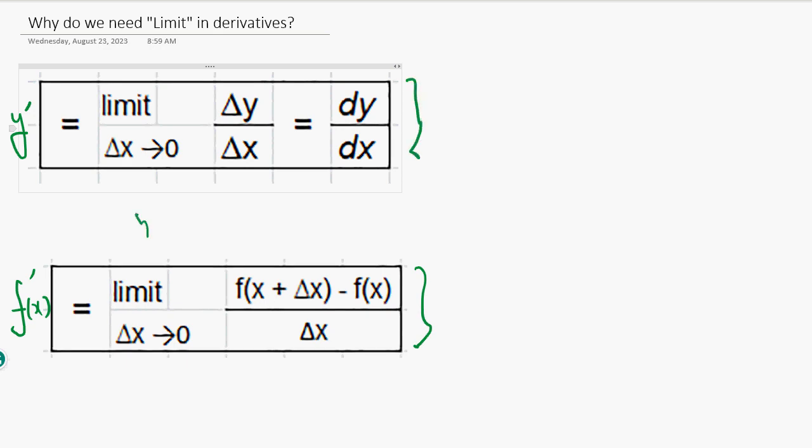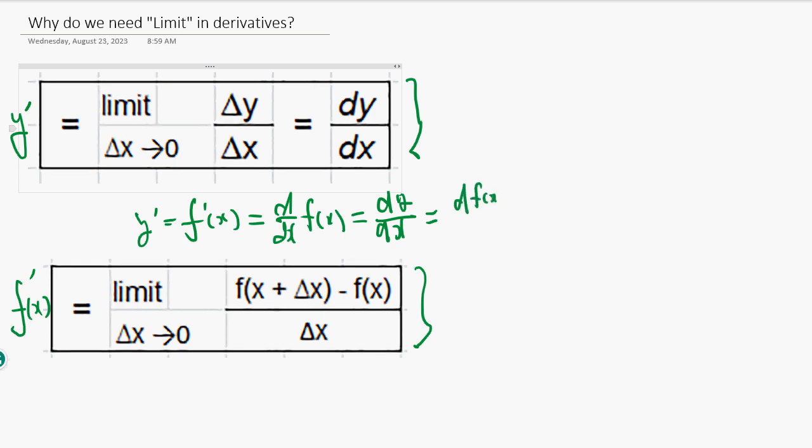Yeah, y prime equals f prime equals d dx f(x), or you can write dy dx, or you can write d f(x) dx. Any of this writing is okay. Okay, so why does this become slope?